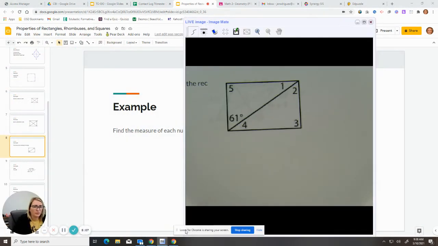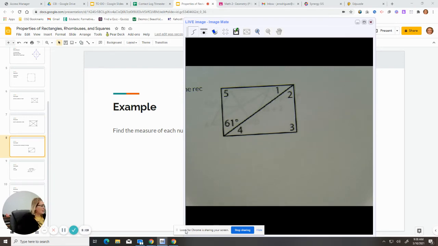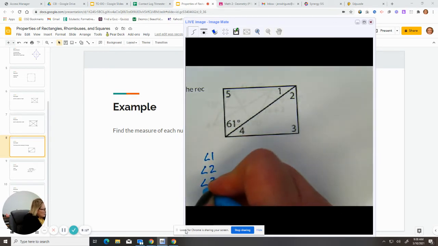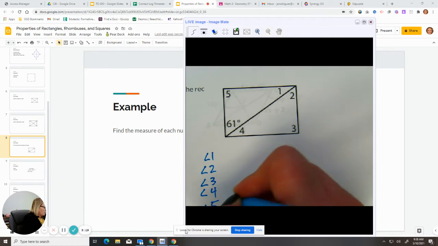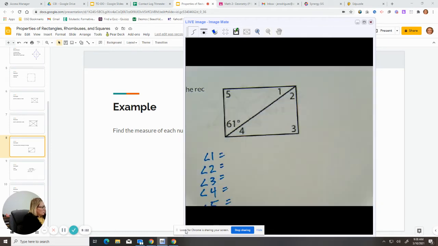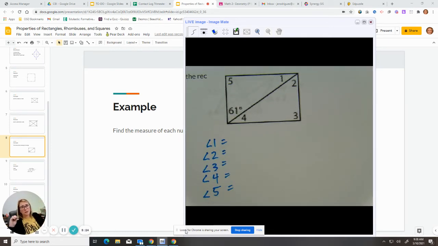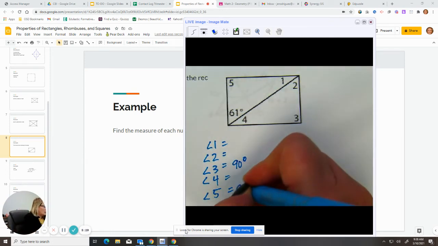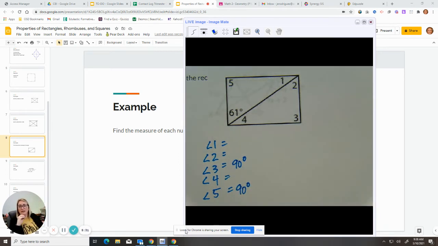Let me go ahead and pull this up. So we know that each of these have to be right angles. So I'm just going to say angle 1, angle 2, angle 3, angle 4, and angle 5, because those are the ones we're searching for. And I'm going to start with the easiest ones, which are 3 and 5, because I know that those are 90-degree angles, right? We know that each of our corners is a 90-degree angle. So now we have to figure out, well, 4 is going to be 90 minus 61, which is 29.